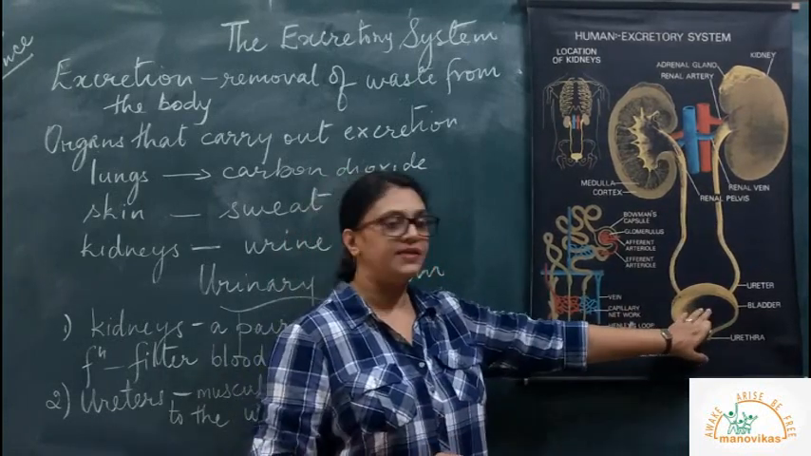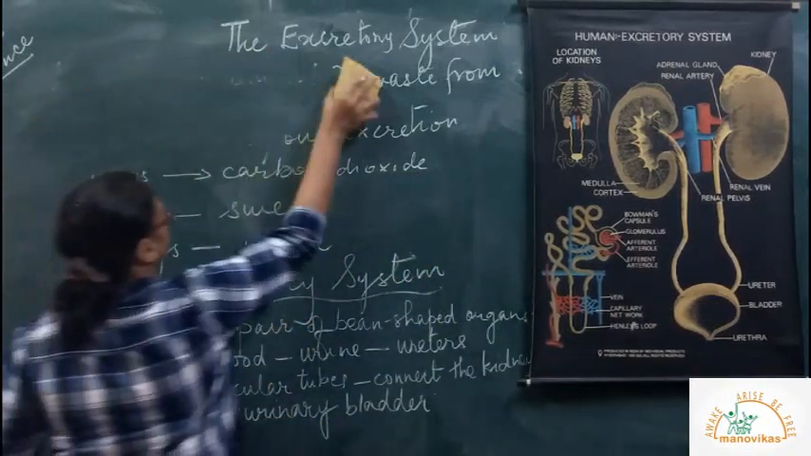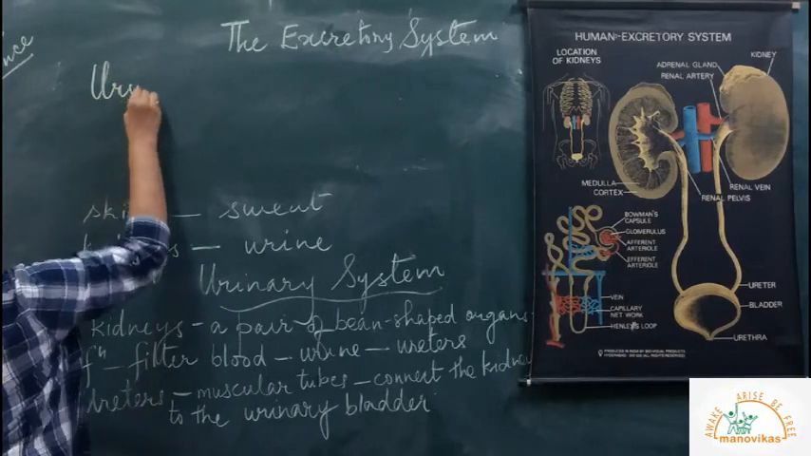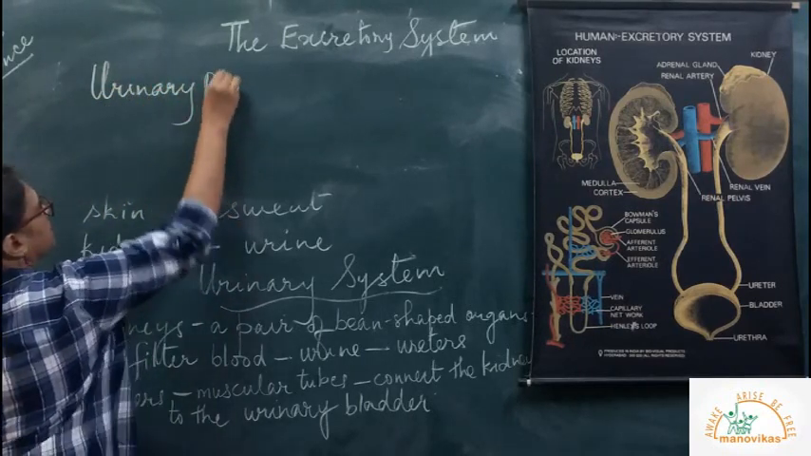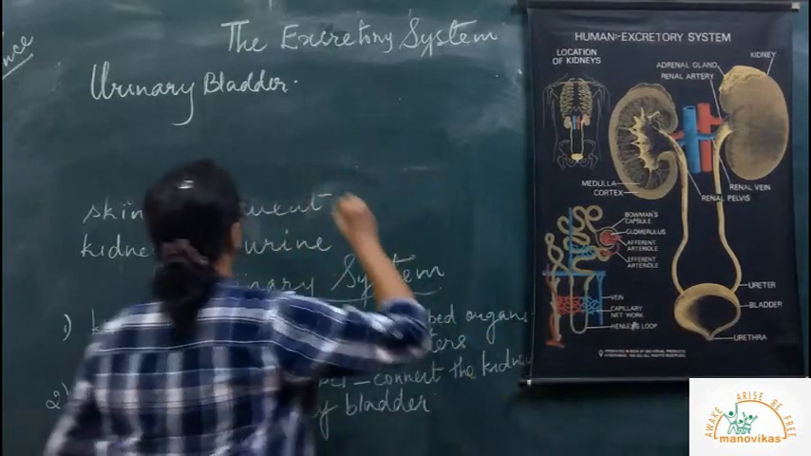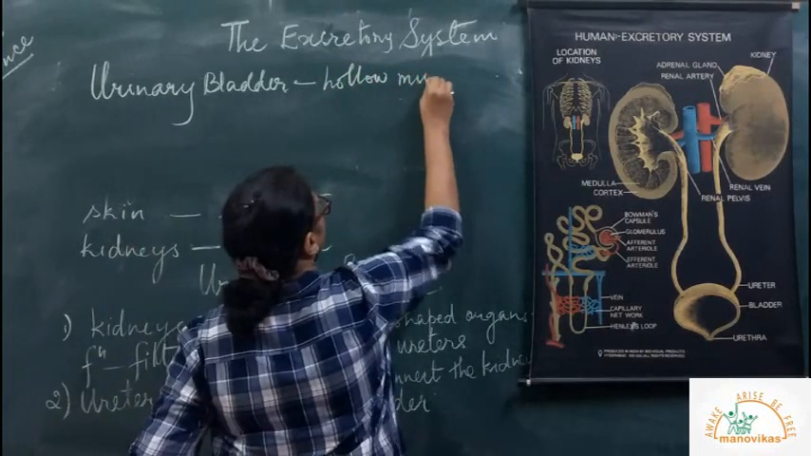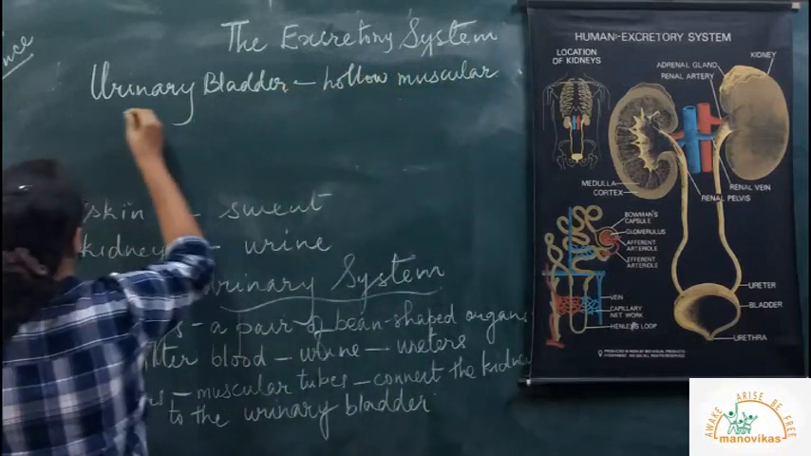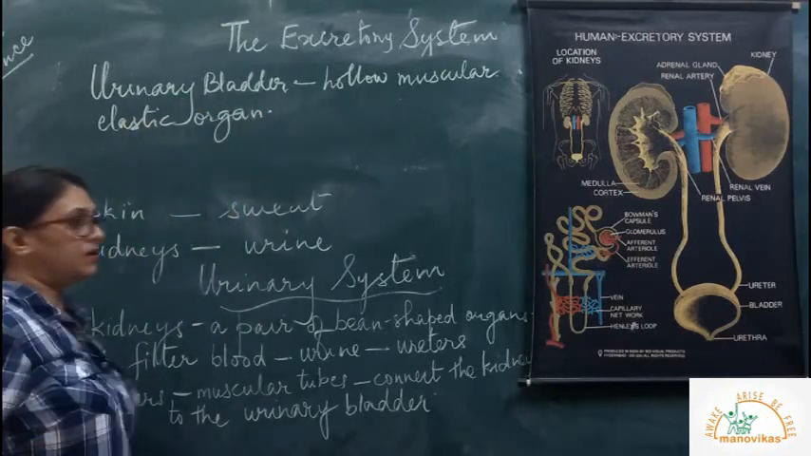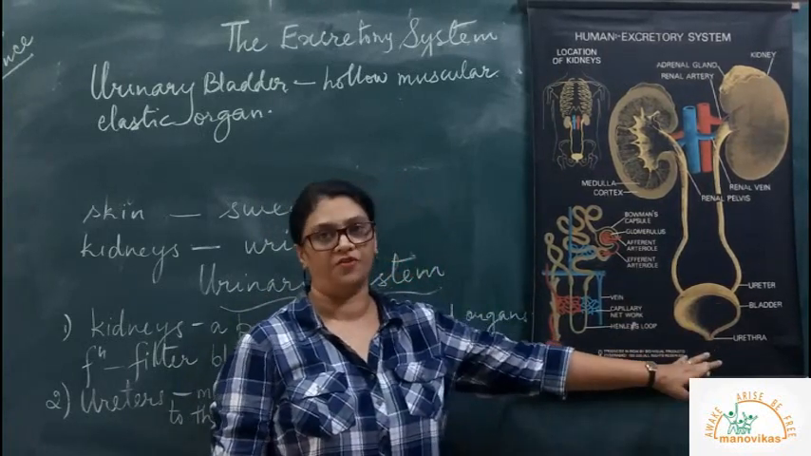Next is the urinary bladder. This is a urinary bladder. It is a hollow muscular elastic organ. What does it do? It collects urine till it is thrown out of the body.